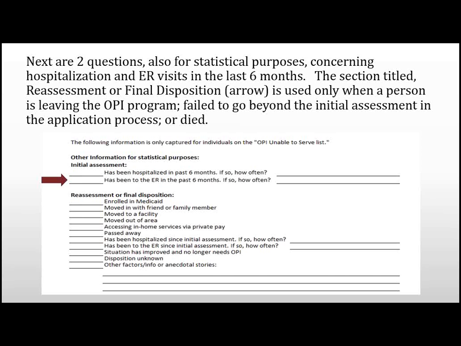The initial assessment, we answer the first 2 about hospitalization and ER. And then, as you see here, the very end, what is the reassessment or final disposition on this record? And we're looking at, have they enrolled in Medicaid, moved to a facility, passed away, had ER visits, some of those kinds of factors. And this is important so that we're able to see information about why individuals are moving off from Oregon Project Independence.